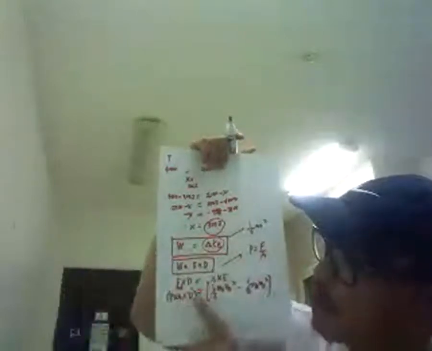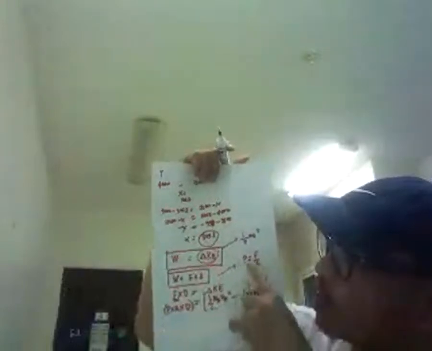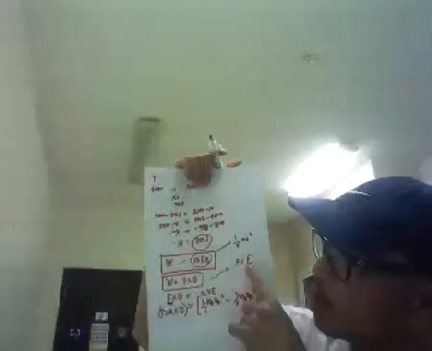Okay, like this. Pressure times area times D. This force is equal to pressure. In the formula in physics, P is equal to force over area.